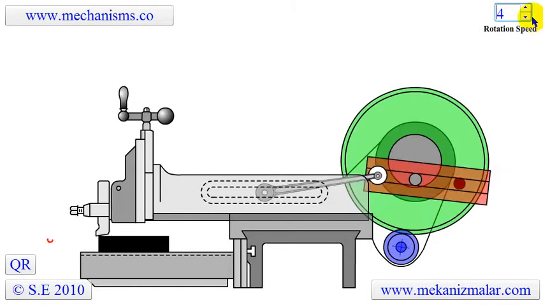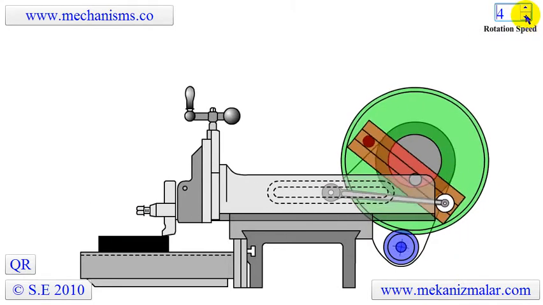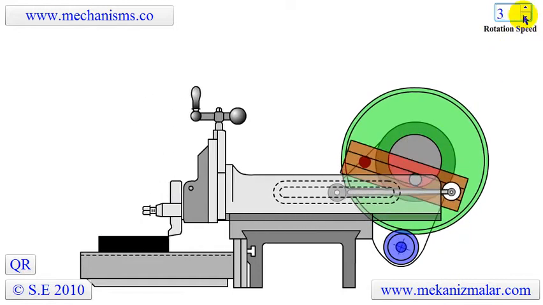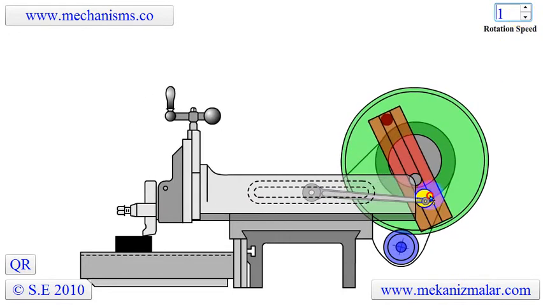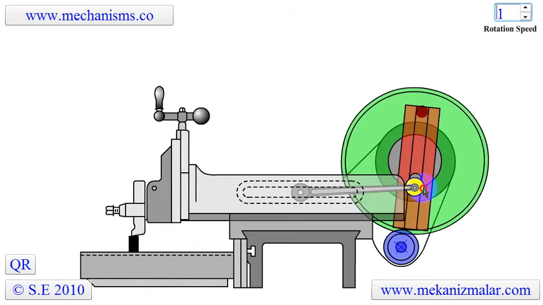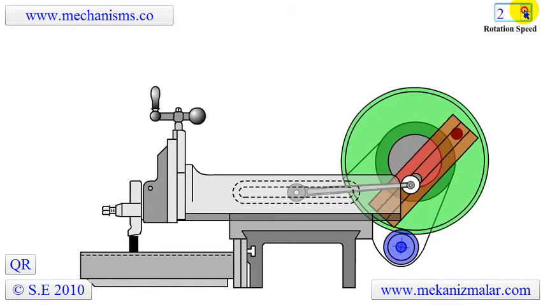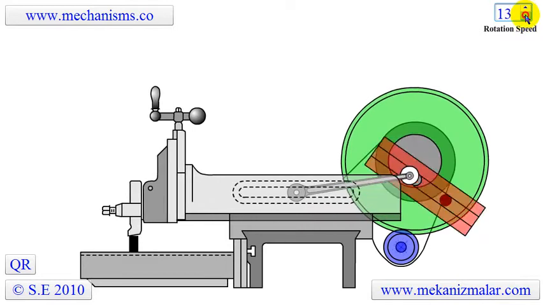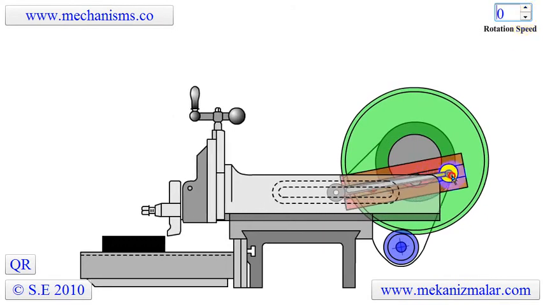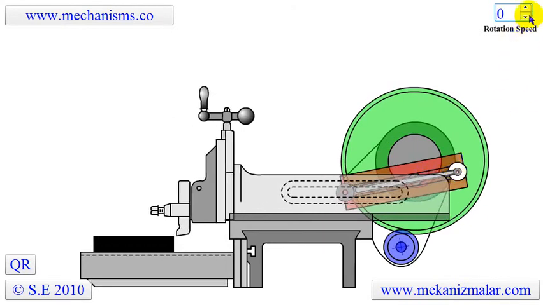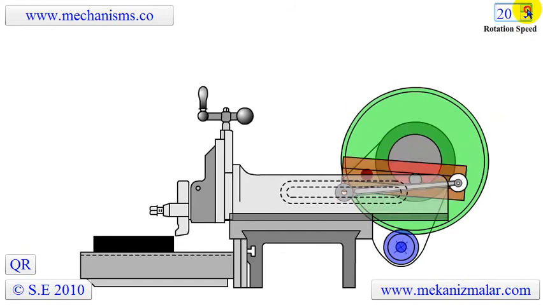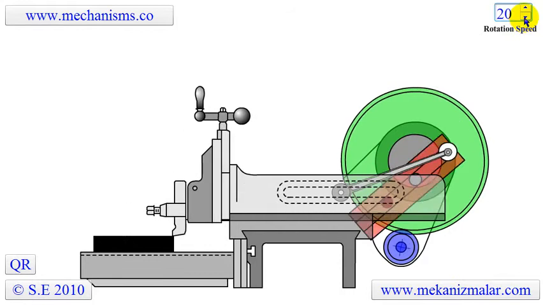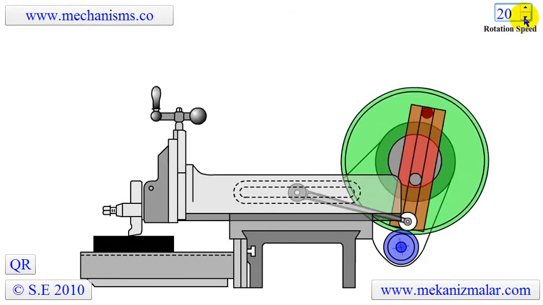The white offset pin can be adjusted to vary the radius of the throw and therefore alter the stroke. This allows the machine to be used for different sizes of workpieces.